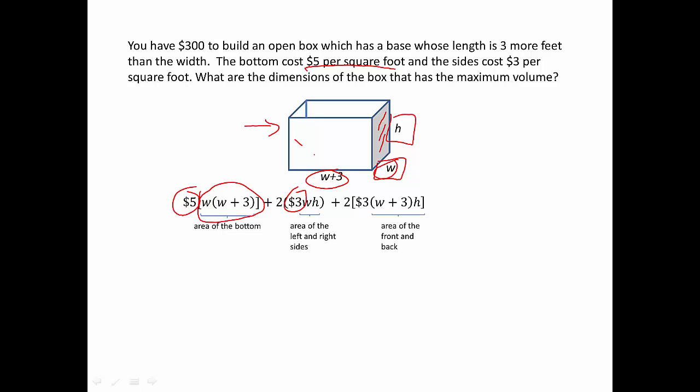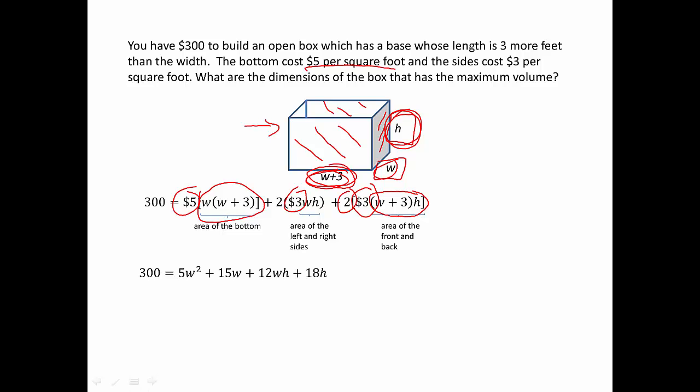Then we have the area of the front and back. Each is W plus 3 times H. That costs $3 a square foot, and again we're multiplying it by 2 because there's 2 sides of the exact same size. That's how much money it costs to build this, so it's going to equal $300. And when you simplify that, you get this lovely equation.